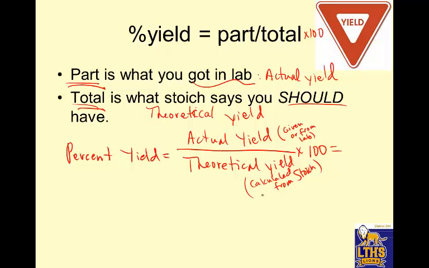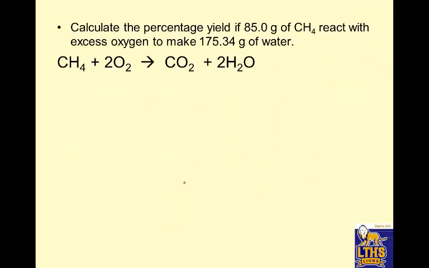Okay. All right, so percent is always part over total times 100. The part in percent yield is actual, total is theoretical. So calculate the percent yield. Oh, I need to find percent yield.